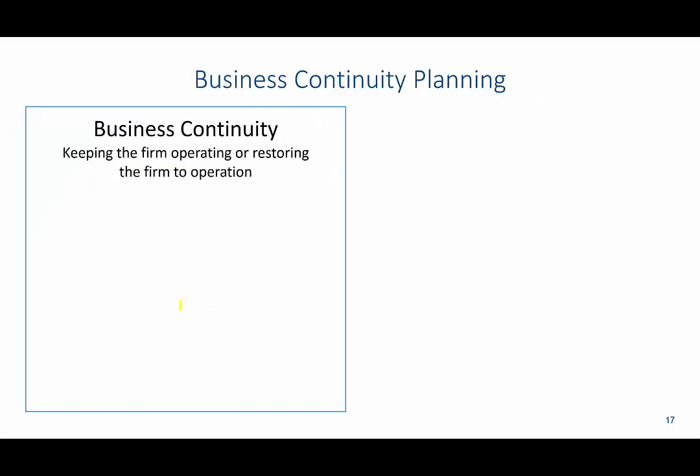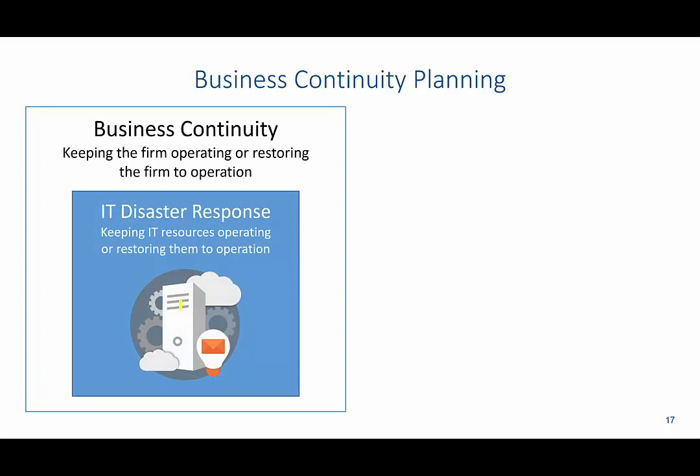Finally, we're going to talk about business continuity planning. So we need to have a plan in place if something does happen, a natural disaster or a major incident that could potentially destroy us. So business continuity is all about keeping the firm operating or restoring the firm to operation. So it's about the entire organization, whereas IT disaster response is all about just focusing on the IT resources. So we need to have a plan in place that can ensure not only that the IT is working, but that the whole business itself can get up and running as soon as possible.